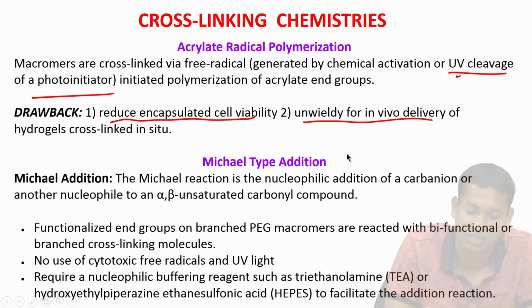And then the other reaction is the Michael type addition, and so this is basically a Michael reaction where a nucleophilic addition happens on another nucleophile. So, this is what they have used to react the maleimide to the thiols.